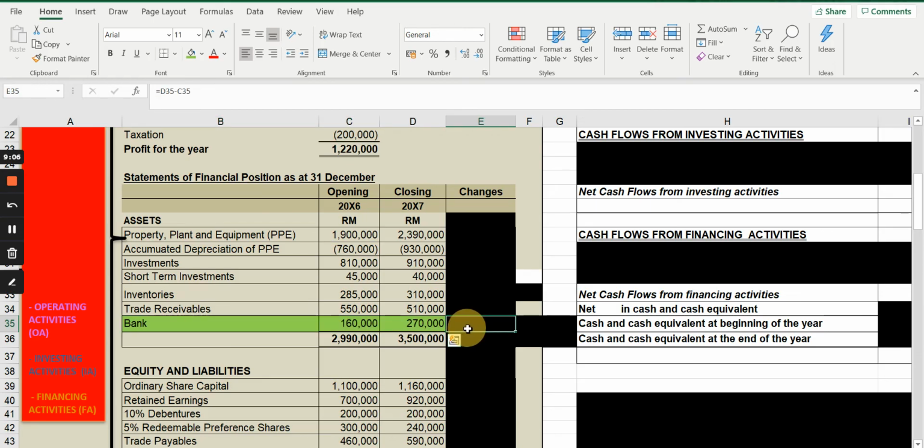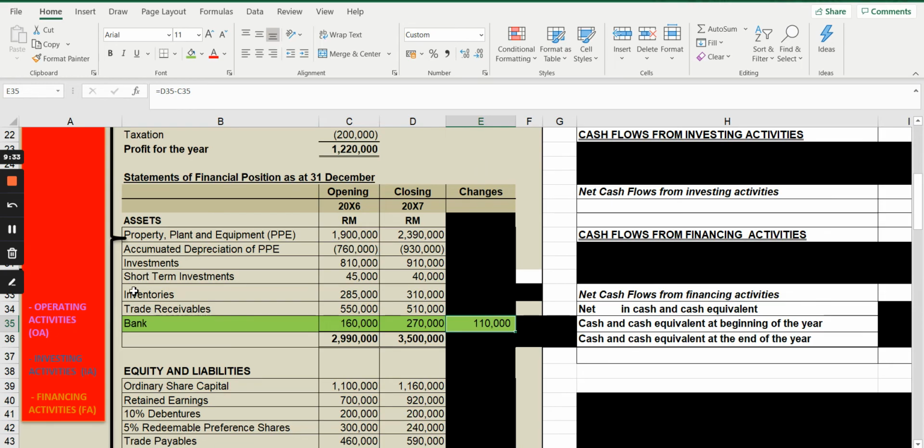So you're going to find out what are the changes in the balances. So you can see that if you compare the beginning balance with the ending balance, there is an increase from the beginning or the opening to the end of the year, the current year, by 110. So just take the closing column and deduct the opening column, and the column next to the closing column will be your changes column.